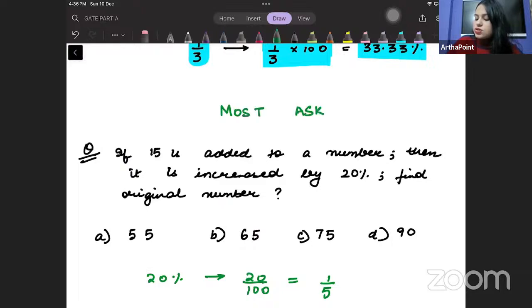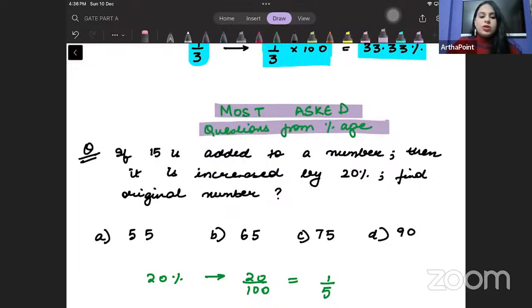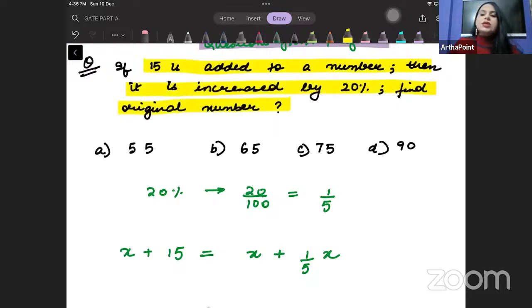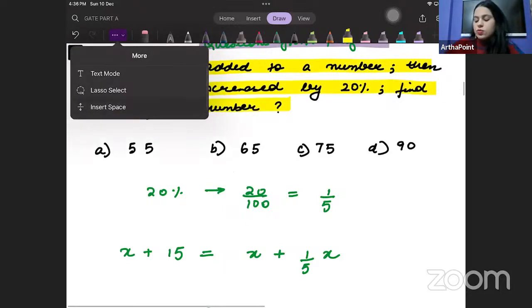Okay, beta. Now I will take most asked questions from percentage. मैं कुछ questions दे रही हूं आपको which can be asked from percentage. Let's take some questions बेटा. पहला question देखो ध्यान से. If 15 is added to a number, then it is increased by 20%. Find the original number. If 15, ध्यान से समझेंगे हम question को बेटा.